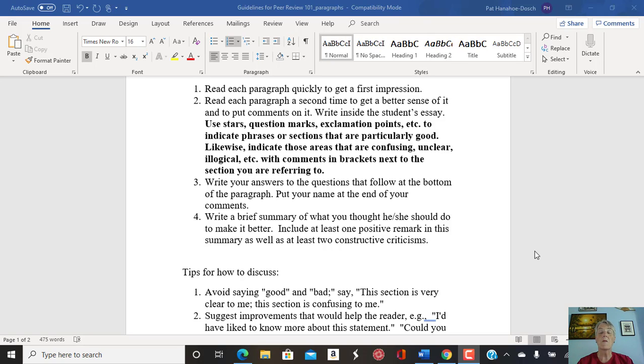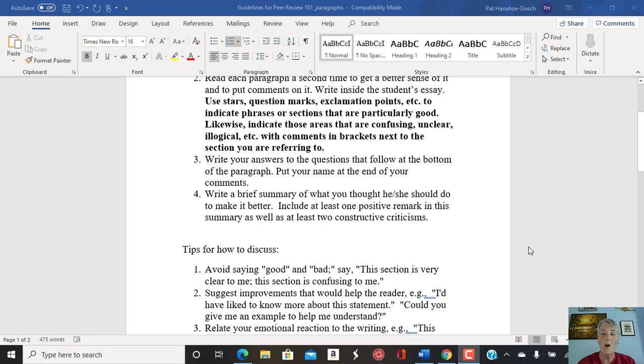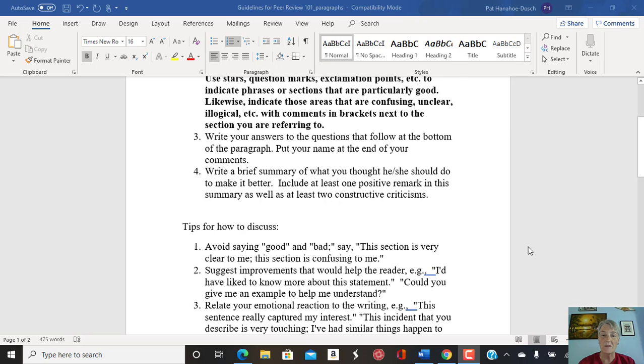The first is to read your paragraphs from your group members quickly. The second is to read them a second time, more carefully, and then put comments inside it. Three, write the answers to the questions there at the bottom that follow all those instructions. Where it says tips for how to discuss, below that there are a bunch of questions. Answer those questions at the bottom of each student's paragraph. Put your name at the end of your comments. Four, write a brief summary of what you thought the writer should do to make it better. Include at least one positive remark as well as at least two constructive criticisms.